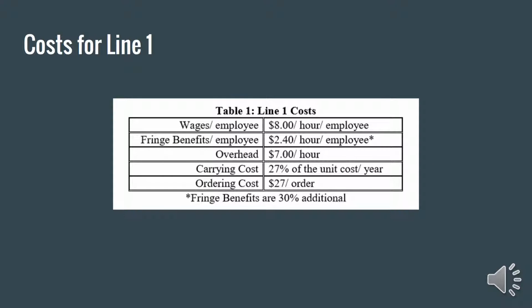Here's the cost for line 1. There are 9 workers in each line. We are given wages, fringe benefits, overhead, carrying cost, and ordering cost. These are all used in our analysis.